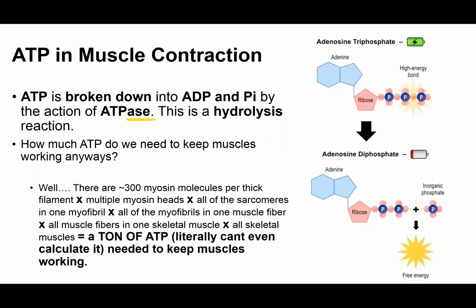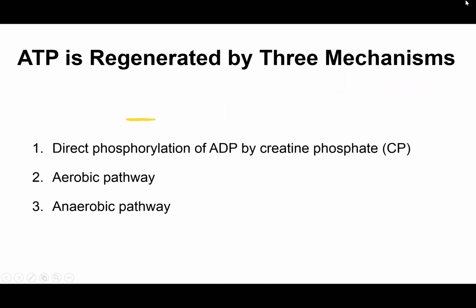So therefore, this comes to the conclusion that a ton of ATP, literally can't even calculate it, is needed to keep muscles working. Okay, so this is why ATP is so important and why I spend time here talking about it. ATP is regenerated by 3 different mechanisms. So we're going to talk about the direct phosphorylation of ADP by creatine phosphate, an aerobic pathway, and an anaerobic pathway.